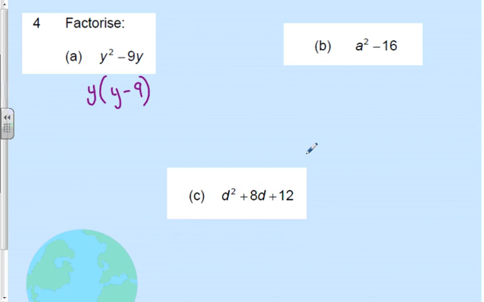For b, we've got a squared minus 16. To start with, there are no common factors. Our next step would be to look for a difference of two squares. Well, what we've got there is a squared minus 4 squared. So we can use our difference of two squares pattern. We know that we're going to have a double bracket with the terms a and 4 in each bracket. And since this is a difference of two squares, we're going to have a positive and a negative.